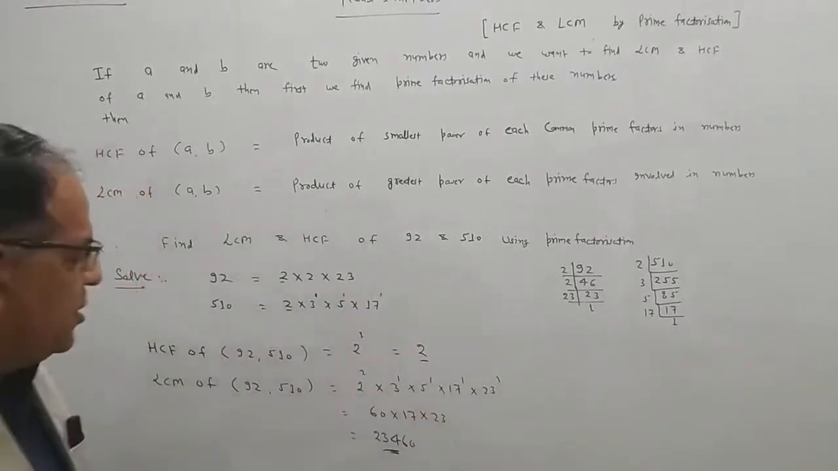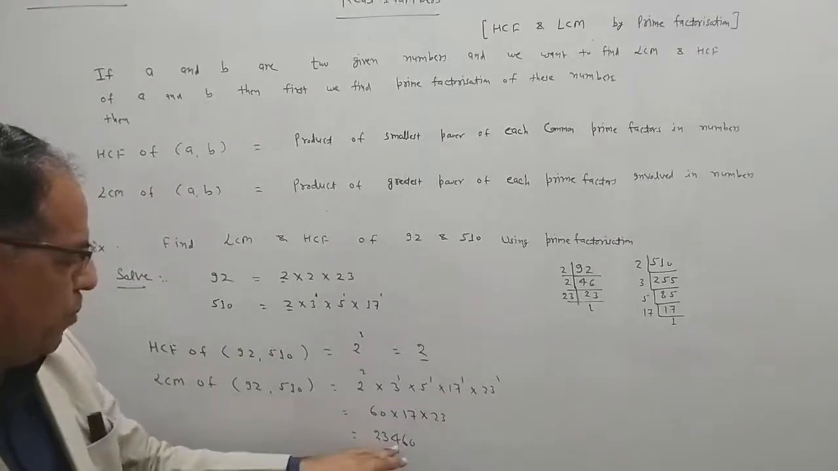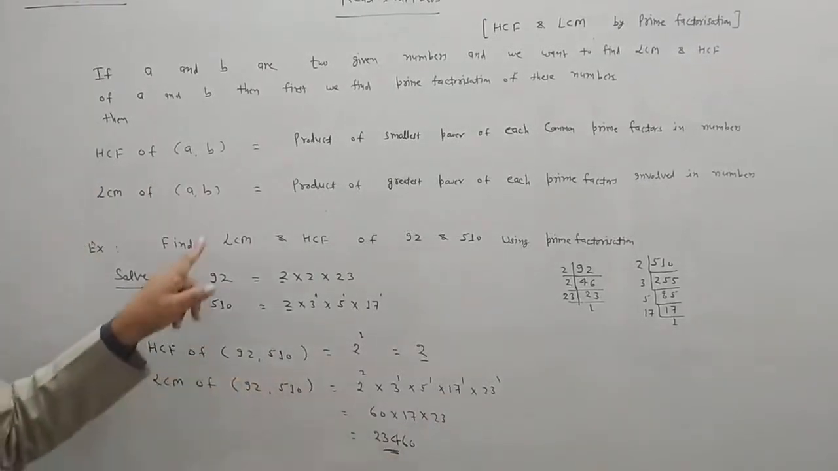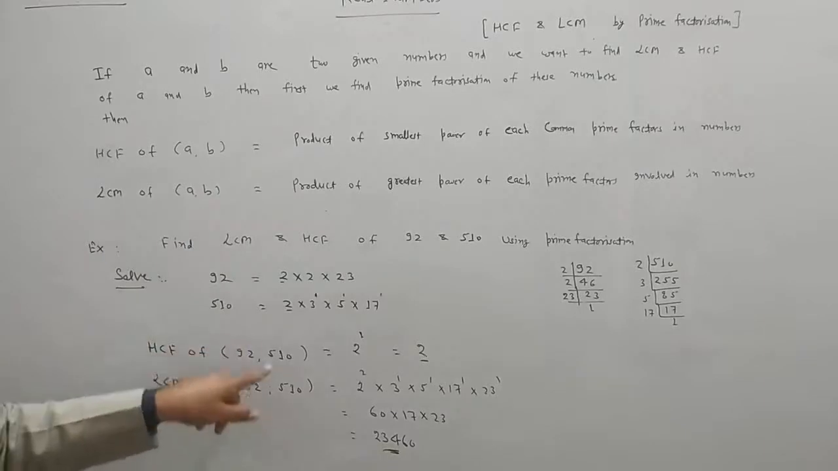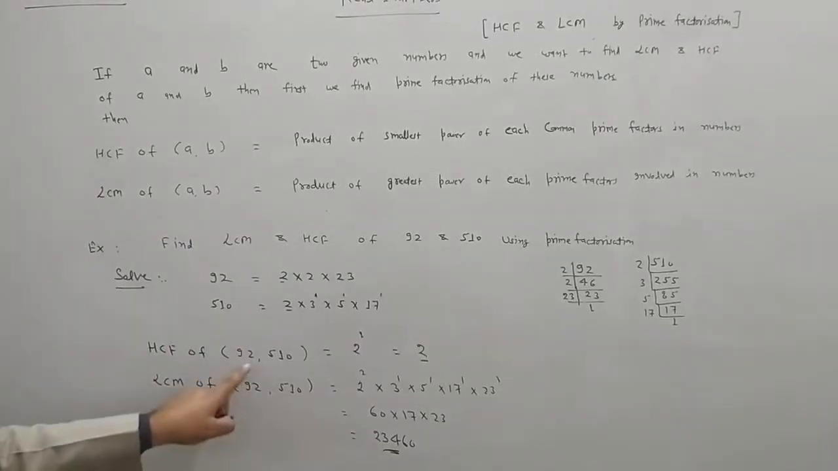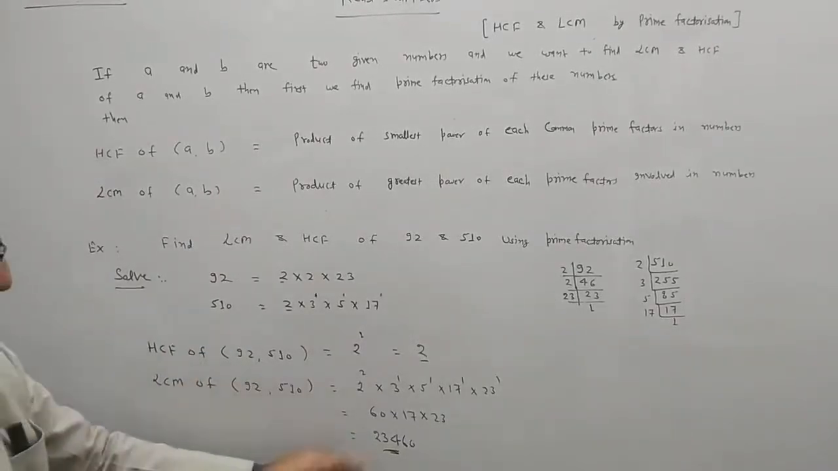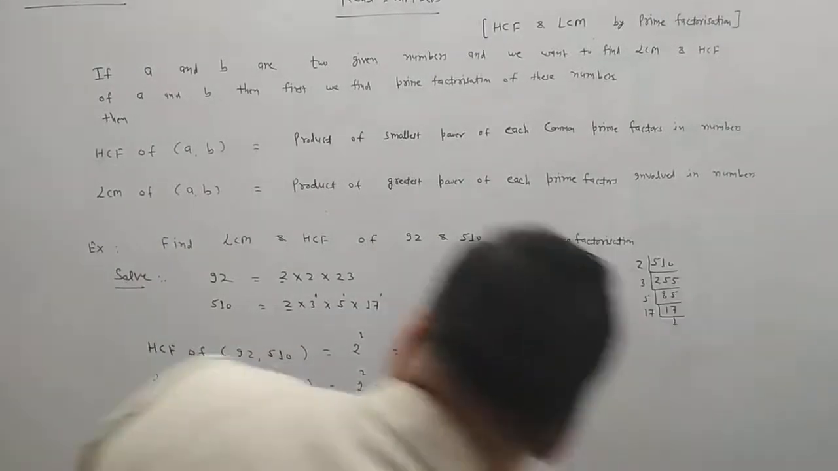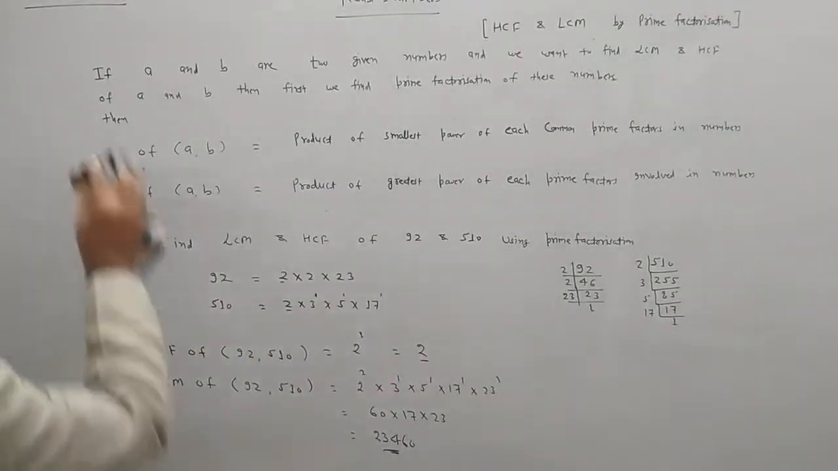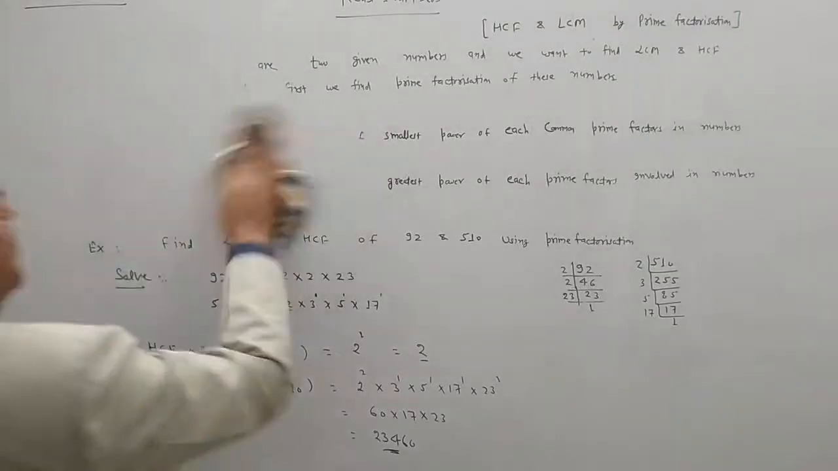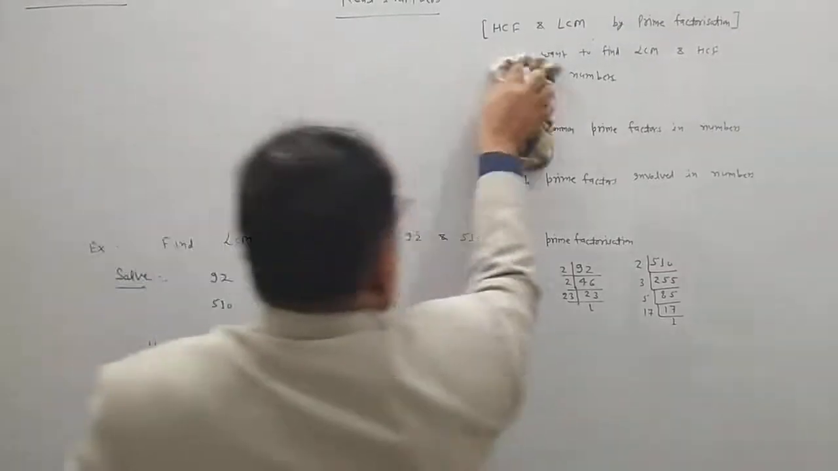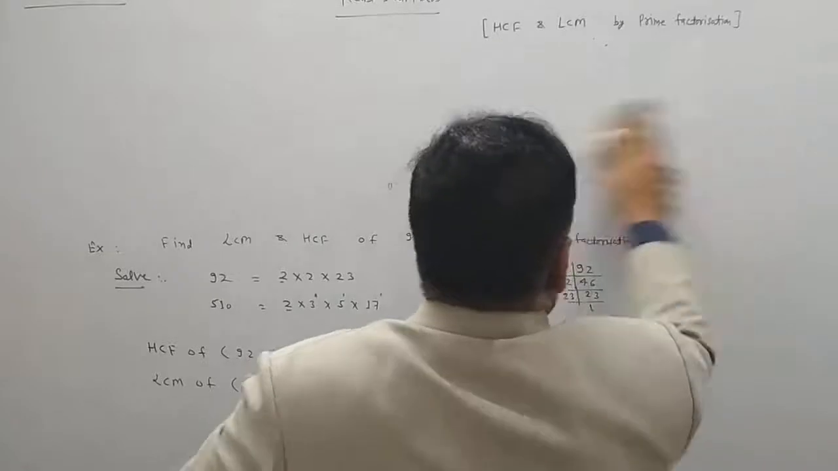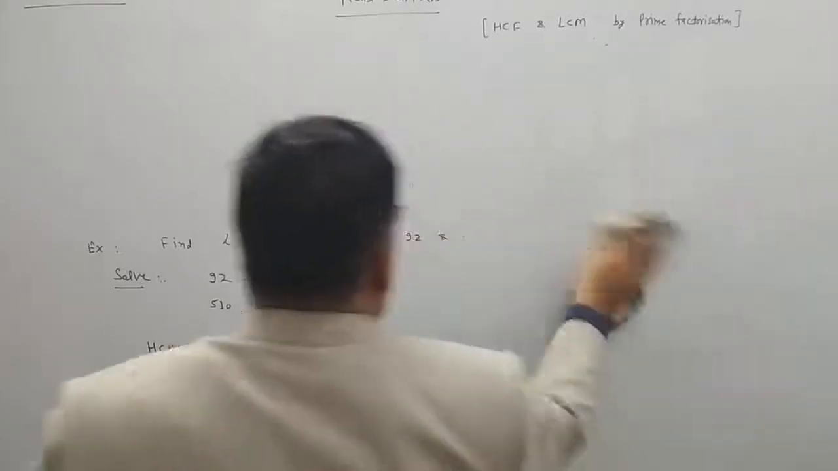So the product of these numbers is given by 23460. So the SCF of these numbers is 2 and the LCM of these numbers is 23460. Now I am taking another problem based on LCM and SCF.